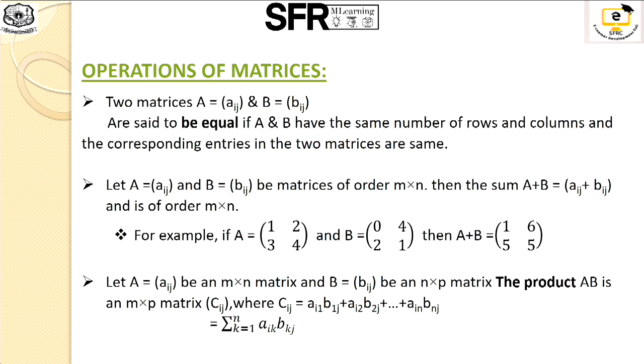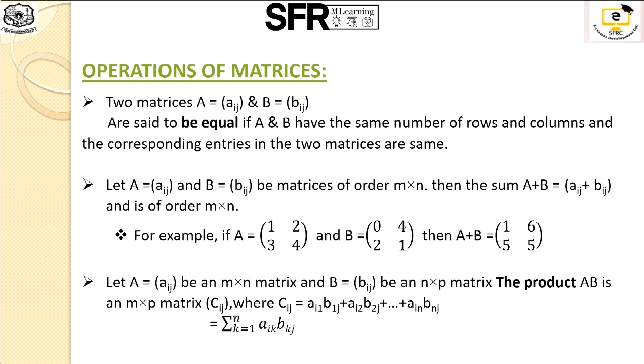Here are the operations we have to add. Two matrices are said to be equal if they have the same number of rows and the same number of columns, as well as the corresponding entries in the two matrices being the same. If you have two matrices, both of order m cross n, then only the sum of the two matrices is possible, and the order of the sum is also m cross n.